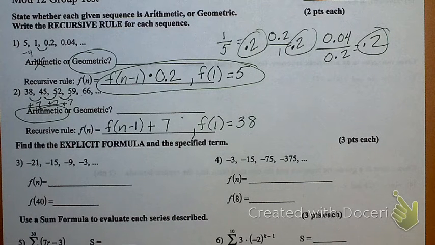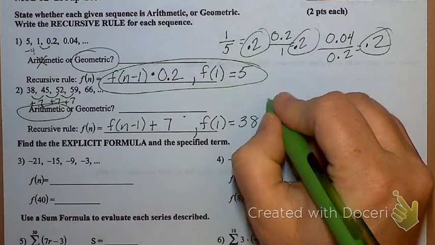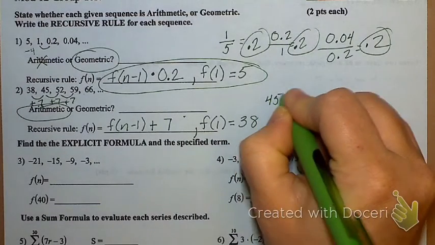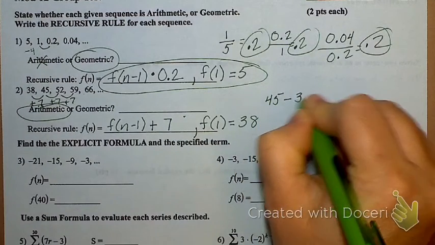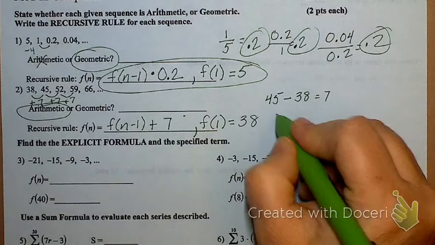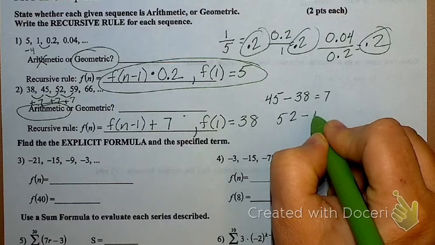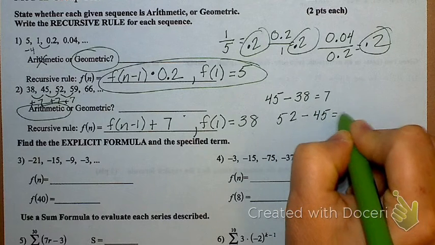Now, what if you can't see clearly what they're adding? Like, what if the numbers are fractions or decimals, and it's not quite as easy to see, oh, they're adding this each time? You would take the second term and subtract the first term. That's how you get your 7. Take the third term and subtract the second term. That's how you get your 7.